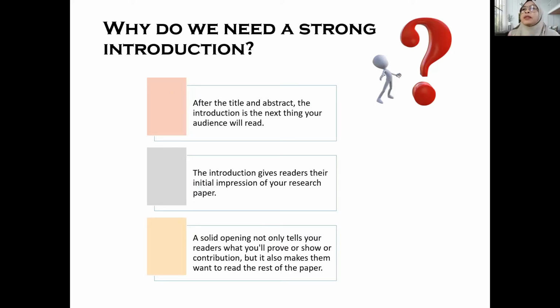After the title and abstract, the introduction is the next thing that your audience will read. The introduction gives readers the initial impression of your research paper. A solid opening not only tells your reader what you will prove or show, or your contribution, but it also makes them want to read the rest of the paper.